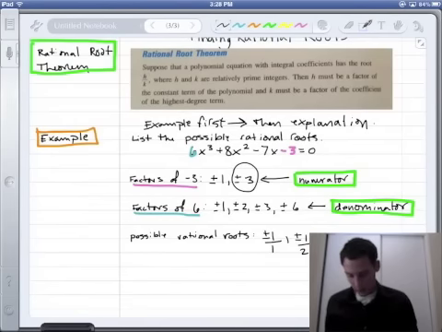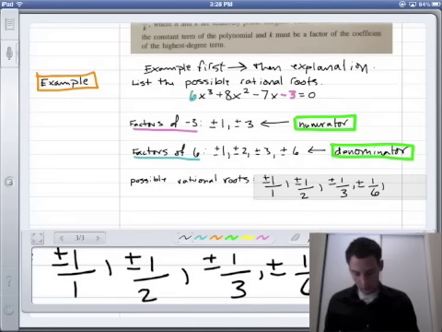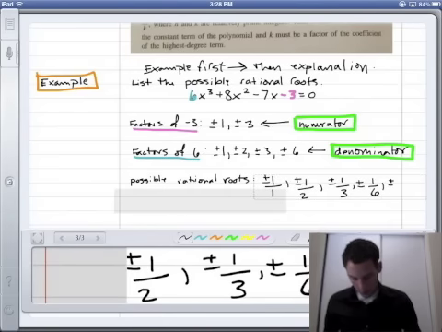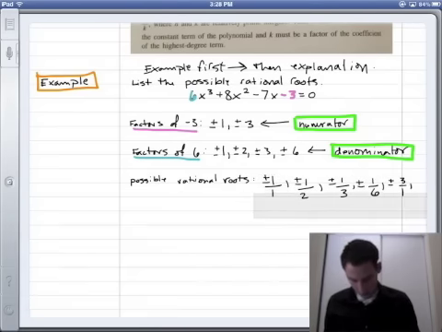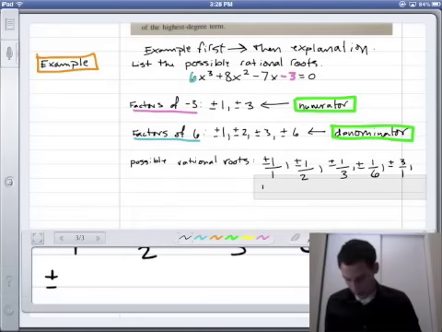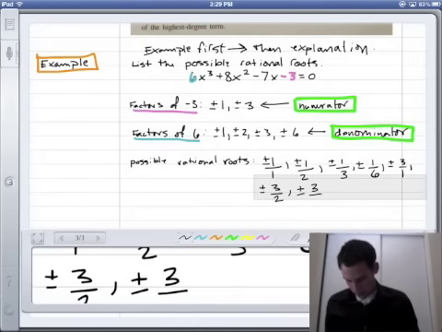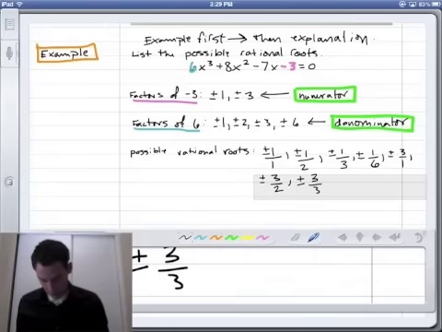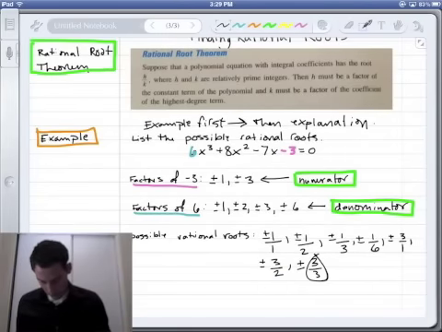Because now we're going to look at our second numerator and then just try out all of those things. So we'll have plus or minus 3 over 1. I'll do it down here. Plus or minus 3 over 2. And then plus or minus 3 over 3. Oh, that's a repeat. This is the same thing as this.